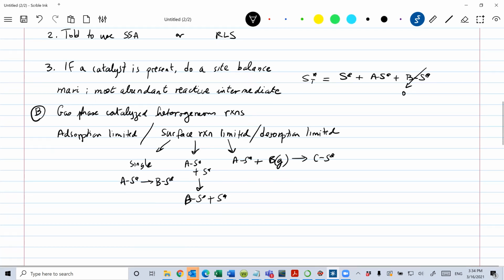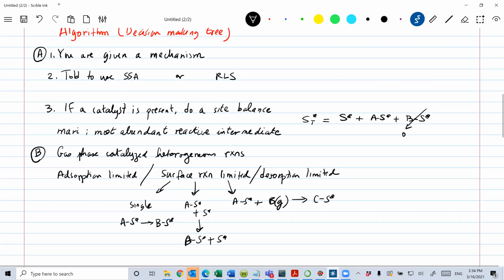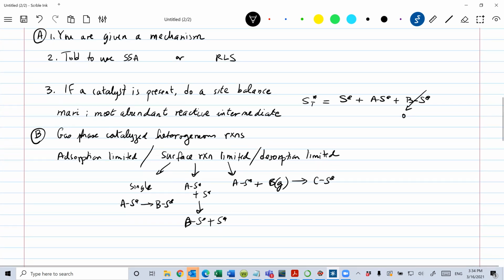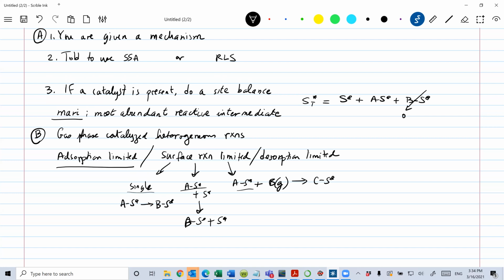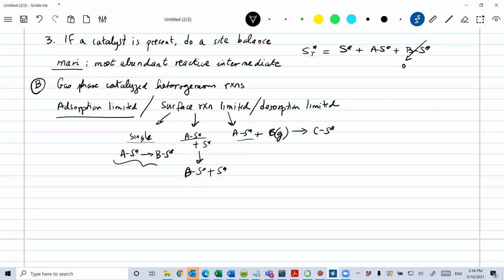So that's if you're given the mechanism and you're told some of this information, you can be told this is the MARI, this is the rate limiting step. Although you might not be told which type is happening from the mechanism, you can tell. It will just tell you when you get your results. You can confirm that your result is correct. And we'll talk about that in just a moment, what your results should be depending on what type of surface reaction is happening.